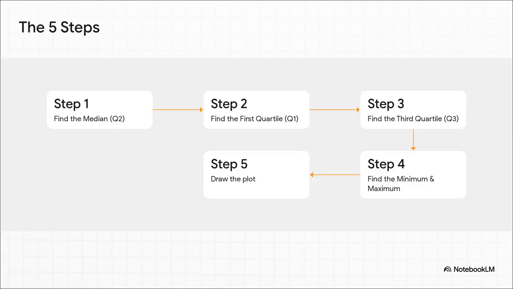We're just going to follow this 5-step recipe. It's super simple. First, we find the middle. Then, we find the middle of the 2 halves. After that, we spot the minimum and maximum. And finally, we draw the whole thing. Let's get started with step 1, finding that median.